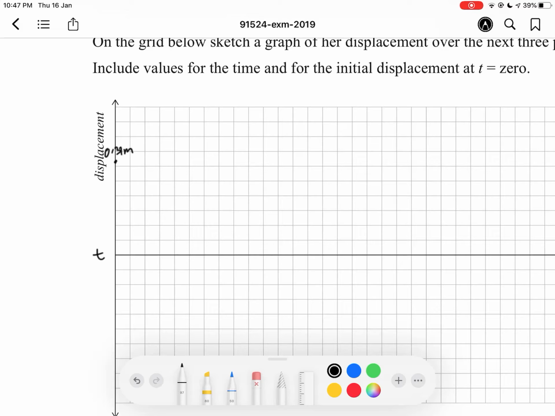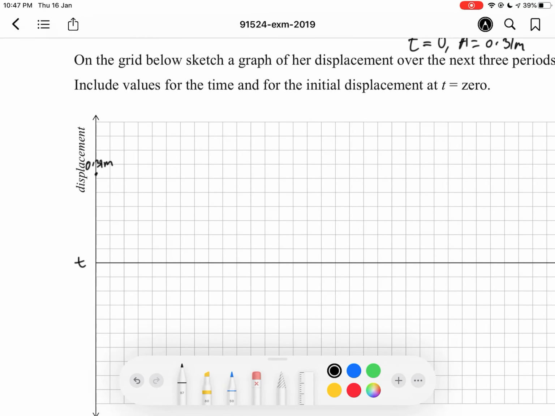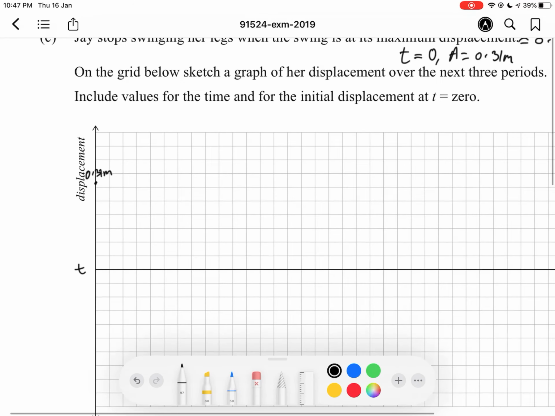On the horizontal axis is time, and on the vertical axis is displacement. And we want to sketch out the next 3 periods.